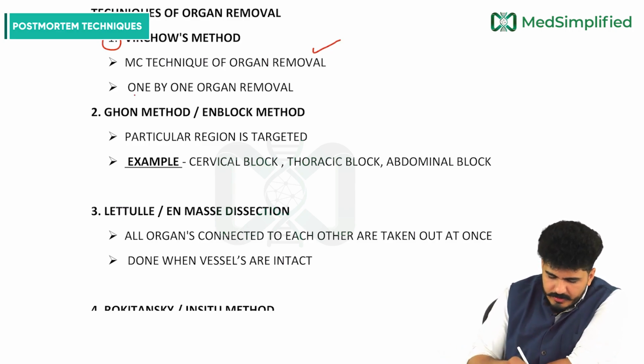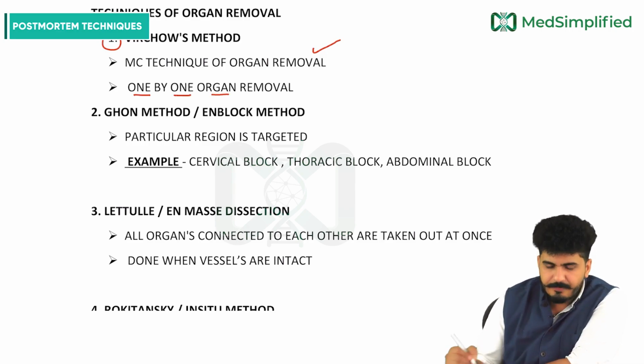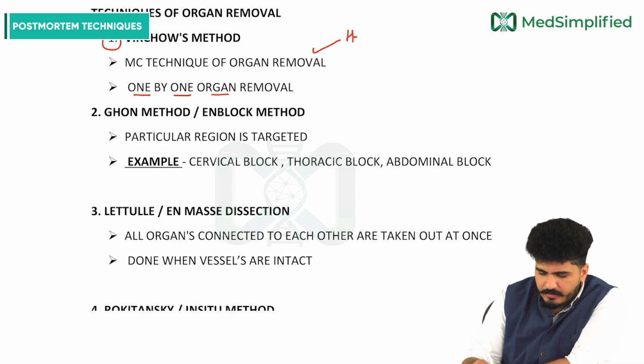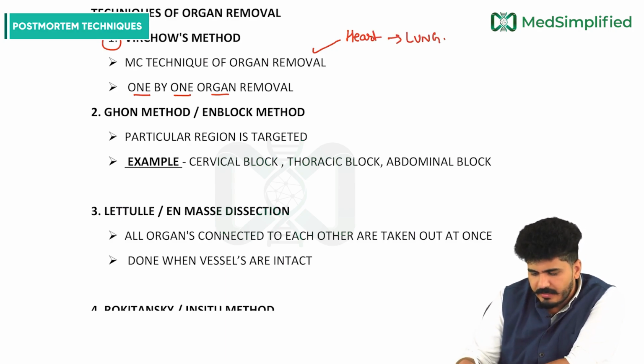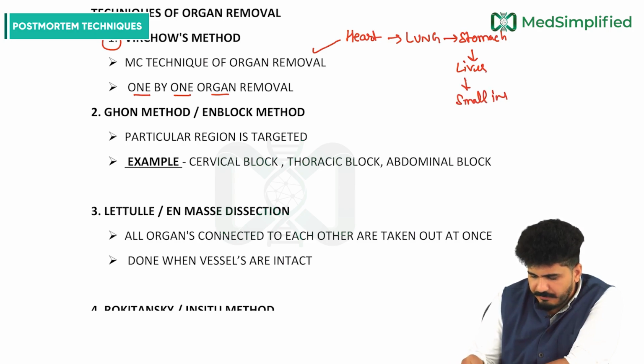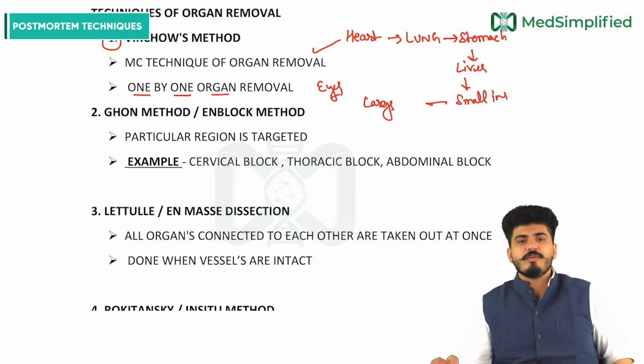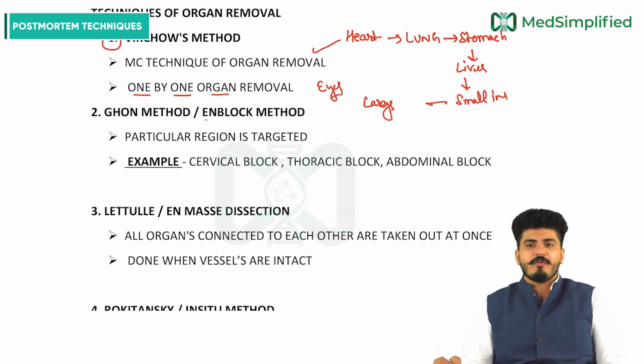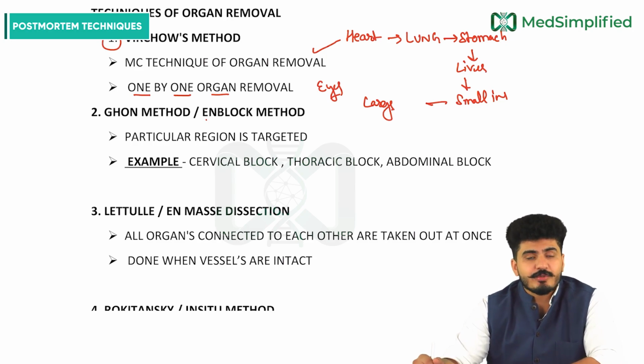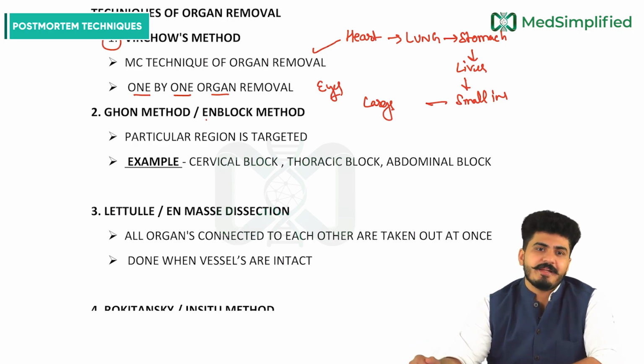How will you remove the organs, sir? One organ at a time. For example, heart removed, lungs removed separately, then stomach, then liver separately, then small intestine separately, then large intestine separately. Eyes separately. So everything you are removing, but separately. This type of method is called virtuose, and it is the most common method, my dear friends.